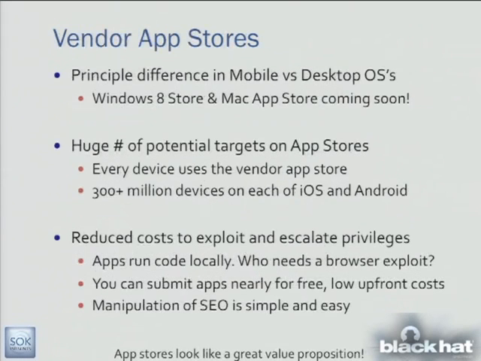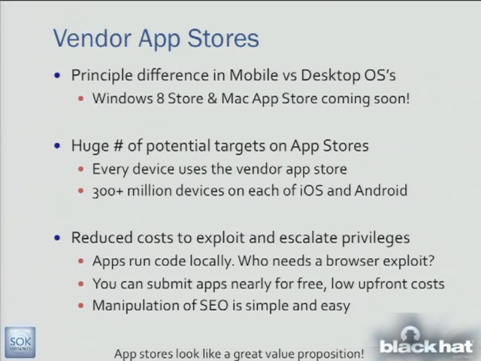So let's talk about vendor app stores. These are the principal difference between mobile and desktop OSs, but not for long. All the problems that I'll discuss here are coming to your desktops very soon. There's a huge number of potential targets on app stores. On each app store, we have access to over 300 million devices that have that store built into them. So this starts to look like it's a pretty good value proposition, right?